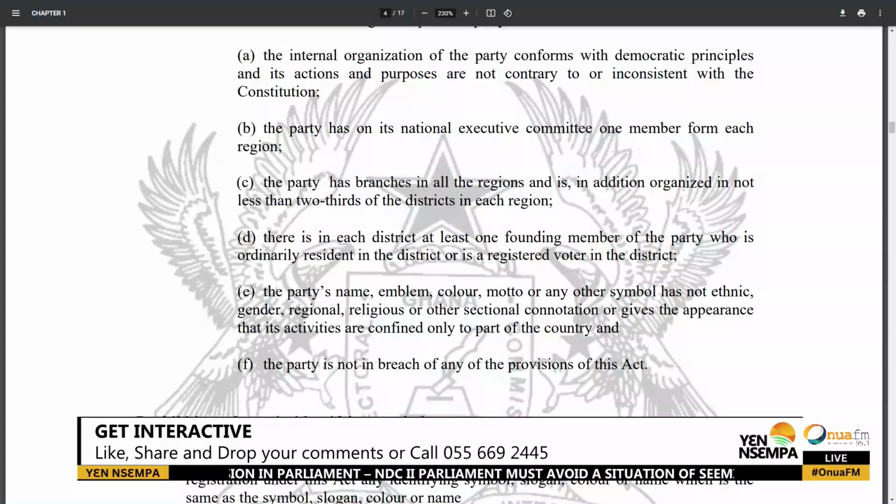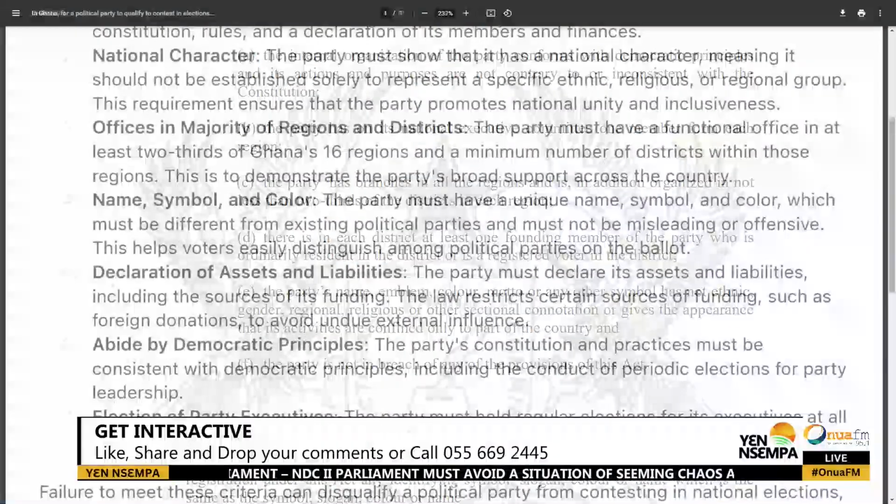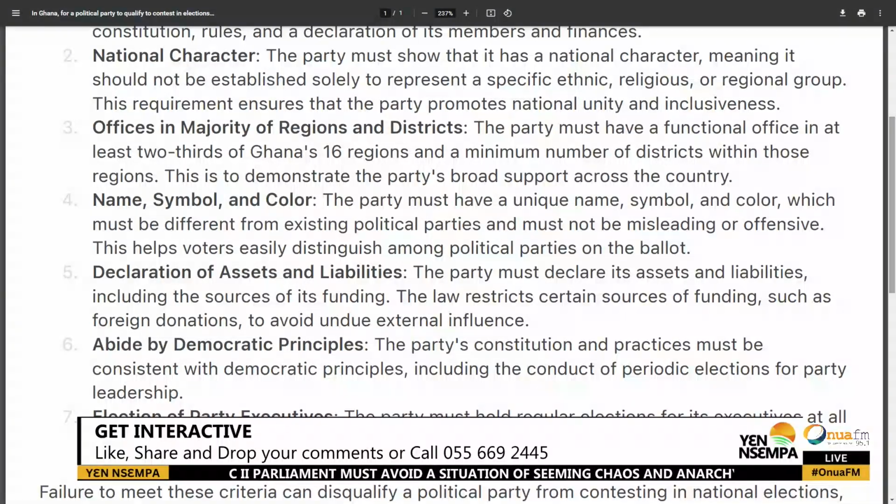Go back to number 4. Okay, number 4: name, symbol, or color. The party must have a unique name, declaration, symbol, and color, which must be different from existing political parties and must not be misleading or offensive. This helps the voters easily distinguish among the political parties.